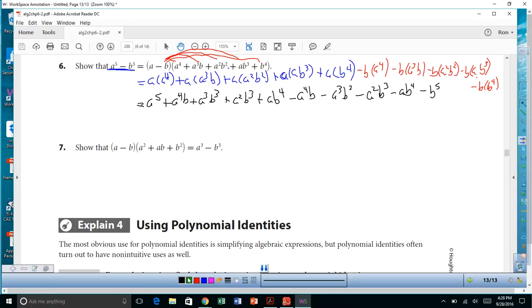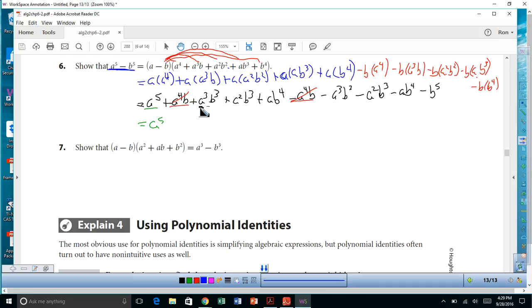Now let's look and see if we have any like terms. All right, we have a to the fifth. Do we have any more a to the fifth? No. So we have a to the fifth, a to the fourth b, and then do we have any more a to the fourth b? A to the fourth b right there. So those two cancel out. Good deal.